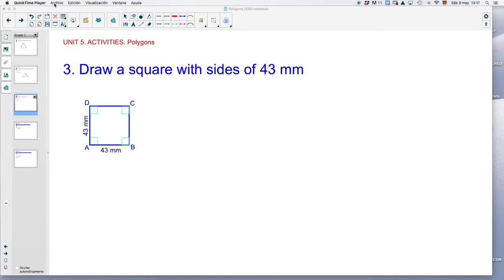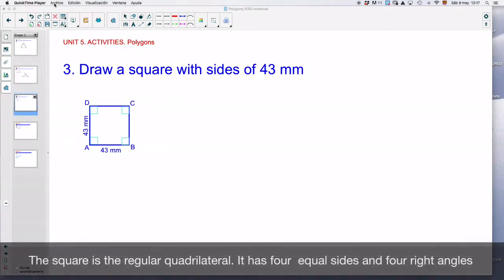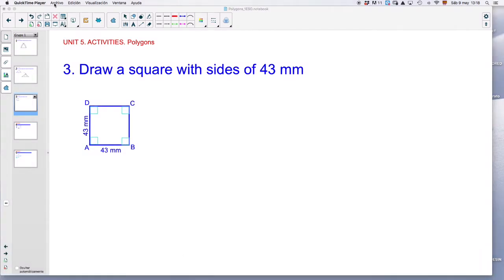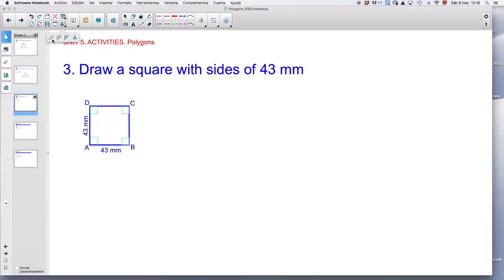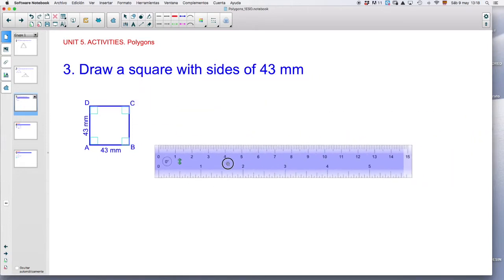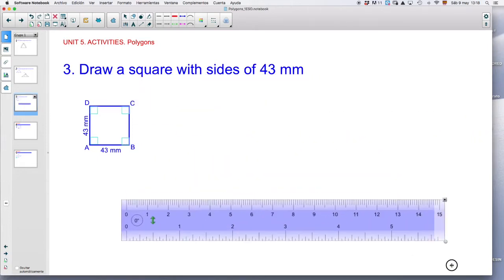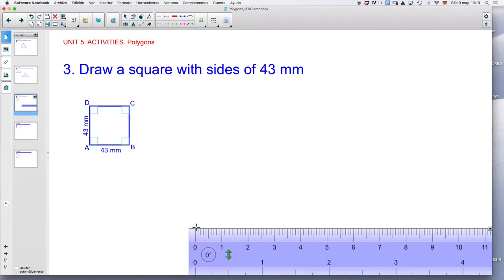Activity 3. Draw a square with sides of 43 millimeters. A square is a quadrilateral parallelogram. It has four sides of equal length, and opposite sides are parallel. All angles are right angles, equal to 90 degrees. Take the ruler and start making a baseline 43 millimeters. Name the endpoints A and B.